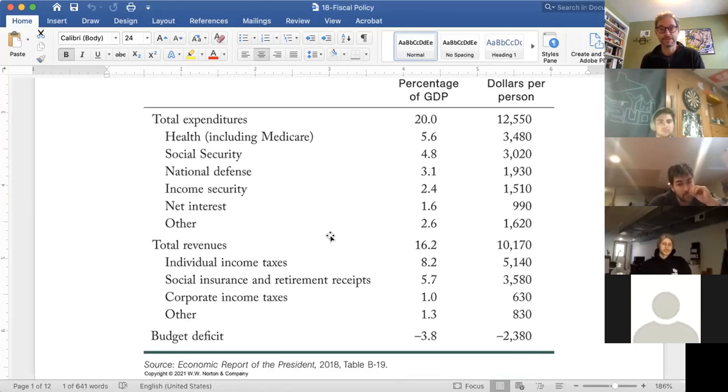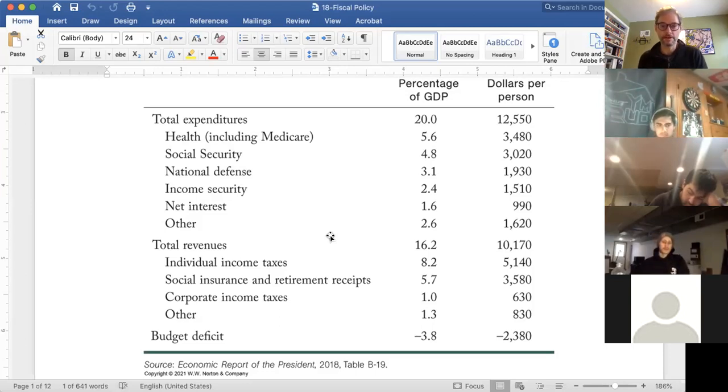And then you see this budget deficit, which is actually quite large, right? Our budget deficit in 2018 was almost 4% of GDP, or about $2,300 a person. So there is a relatively big disconnect between how much we spend and how much we take in revenue, right?